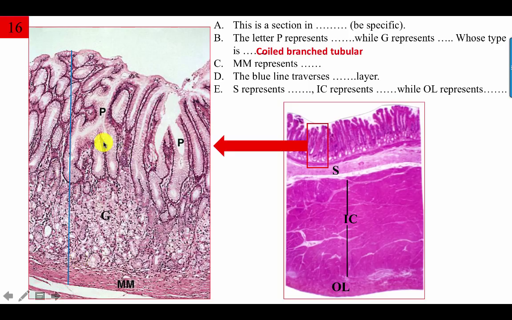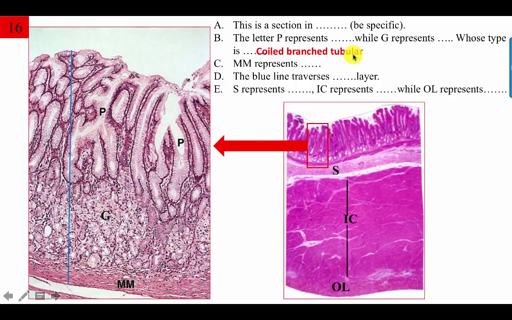Now this is another picture showing also ducts and a gland, but the ratio is 1 to 1. So this is the pylorus of the stomach, and this part is a magnification of the mucosa of the pylorus. So the section is in the pylorus of the stomach. The letter P represents the gastric pits of the pylorus, while G represents the glands of the pylorus, whose type here is what? It is coiled branched tubular.